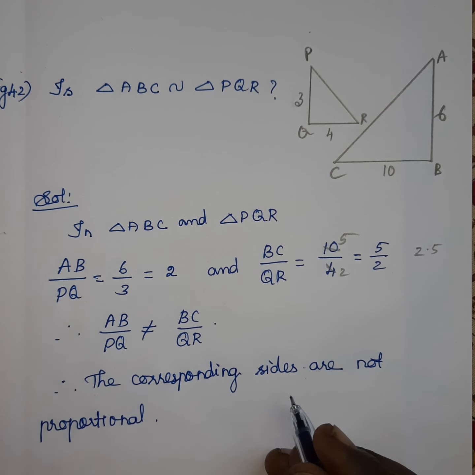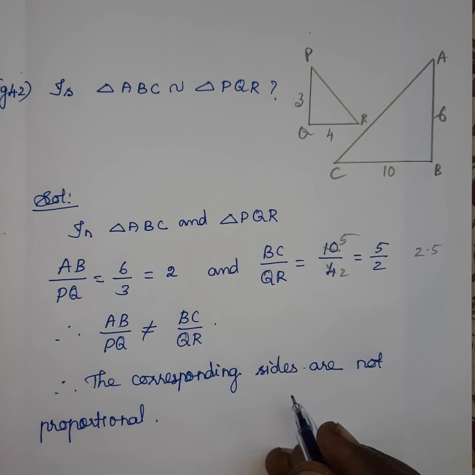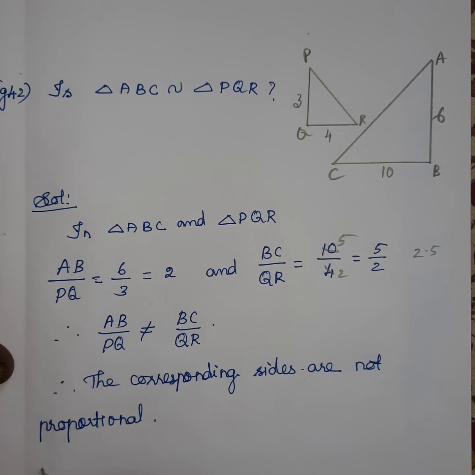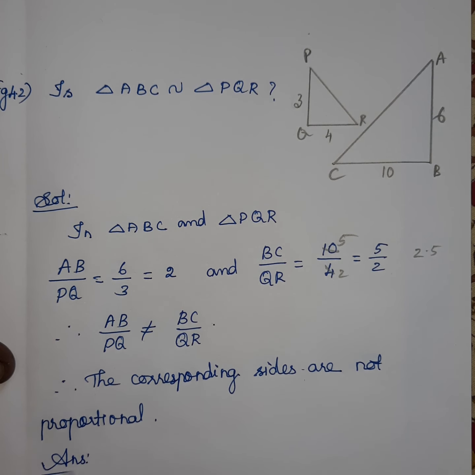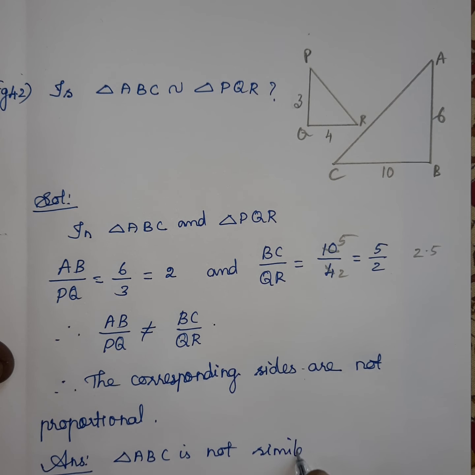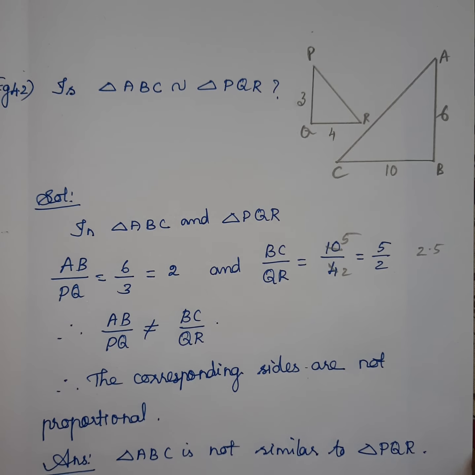If the sides are proportional, we can think about angle. Since it is not proportional, you don't think about the angle. We can write the answer directly. The triangles are not similar. Okay, so answer: triangle ABC is not similar to triangle PQR. Okay.